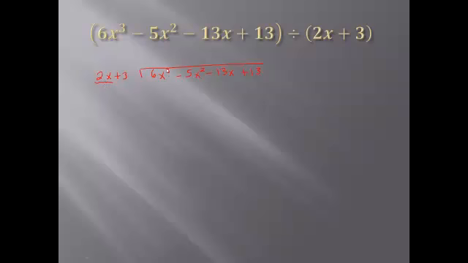So I'm going to start off. You need to make sure that these are in complete descending order, no missing terms. X to the third, x squared, x to the first power. For example, if I was missing an x squared, then I would have to place a 0 in there, 0x squared. So no missing terms, and then you start dividing. Starting off with 6x to the third divided by 2x. Always dividing by 2x in this one. And that gives me 3x squared.